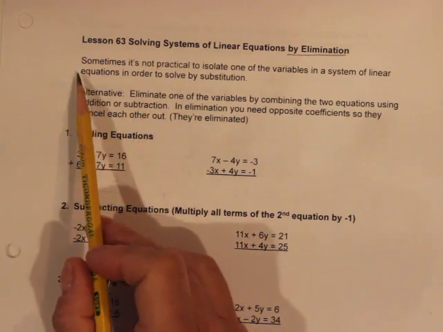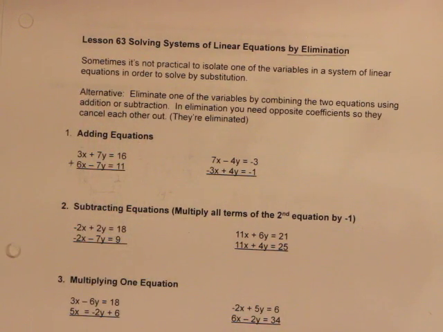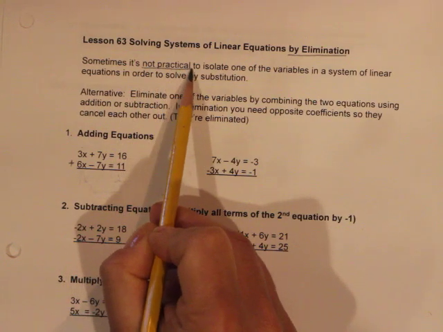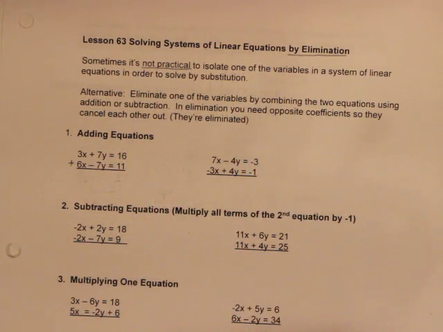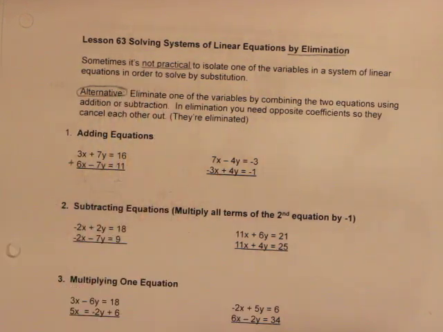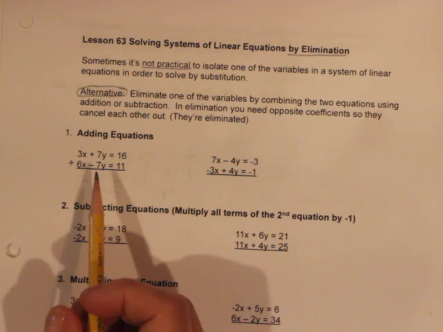Our book tells us that sometimes it's not practical to isolate one of the variables in a system of linear equations in order to solve by substitution. Sometimes that's true, but honestly sometimes it's just easier to use this process of elimination, our alternative method, rather than substitution. Okay, so we eliminate one variable so that we're left with only one and not two, and then we can take that solution, put it back into one of our equations, and solve for the other variable. Let me show you what I mean.